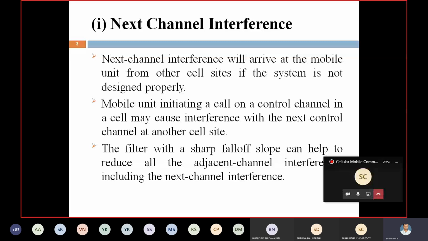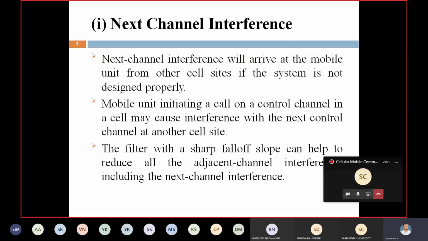Next channel interference will arrive at the mobile unit from the other cell sites if the system is not designed properly. That is, a mobile unit initiating a call on a control channel in a cell may cause interference with the next control channel at the other cell site, that is, the same setup channel or control channel is utilized by both cells. For this, we have to use a better filter to reduce this next channel interference.